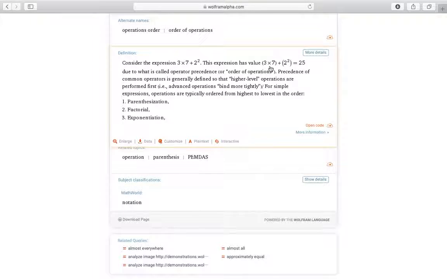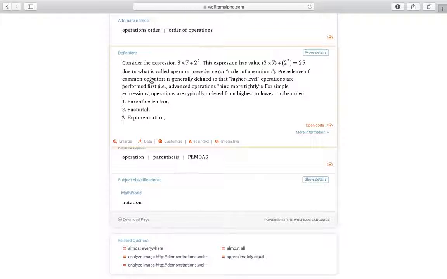This is an operation, the times. The add is an operation, and this exponent is an operation. This is an equal sign here, and this number is 25. So this is an equation. An expression does not have an equal sign. See here? This is an equation because it has an equal. So 25 equals this. If you do the left side, you have to come up with 25.